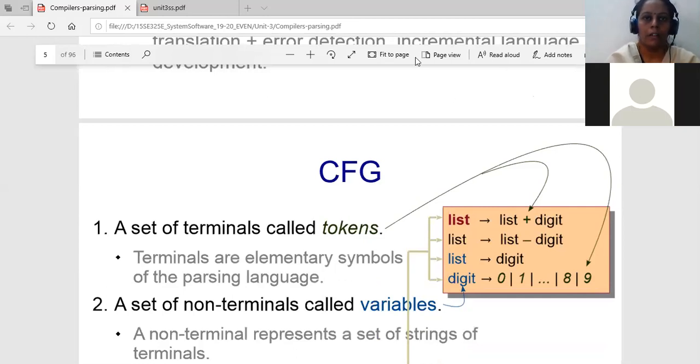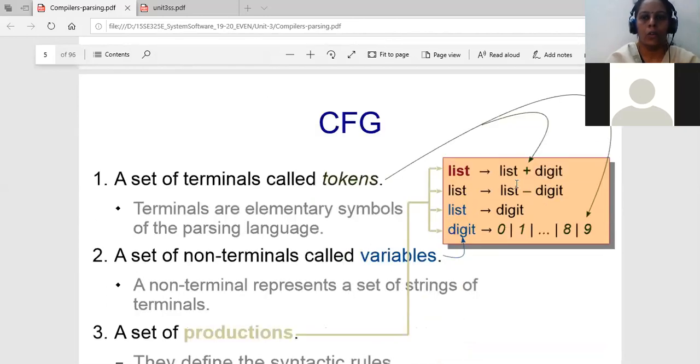So that is a set of terminals called tokens. This we have already seen in the given list of the given language. First of all, we have to categorize the digits and any alphabets which are available there. A set of terminals called tokens. After that, we can't divide it further, so that is called tokens.